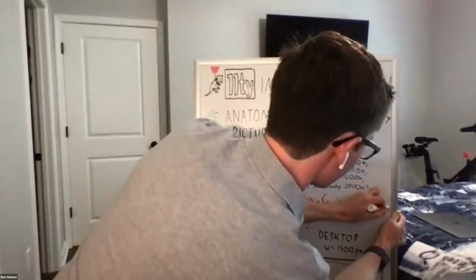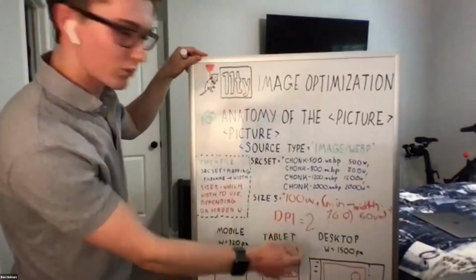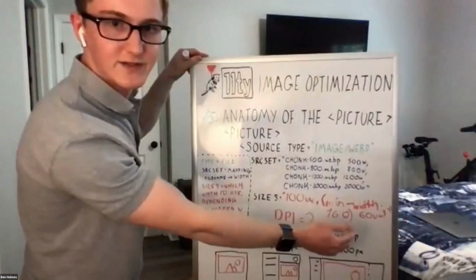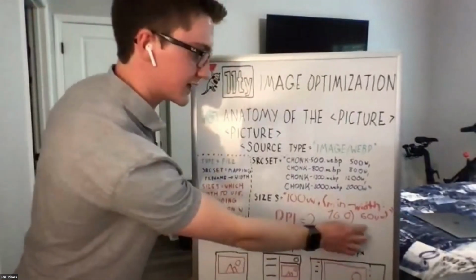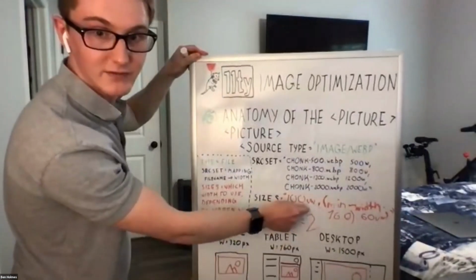This is what we would change our size attribute to. What this means is when we are on a screen that's 760 pixels wide or higher, I want you to take 60% of the screen to figure out the image to use. Otherwise, fall back to this.